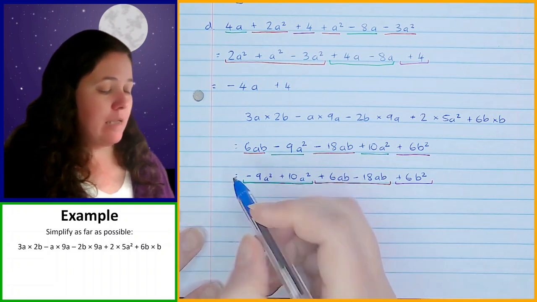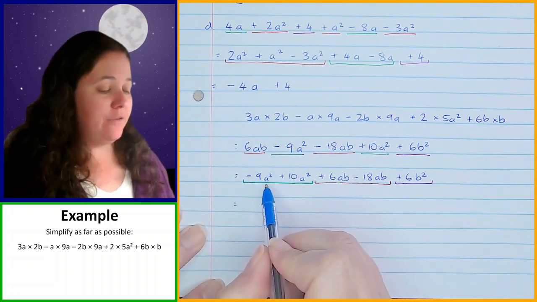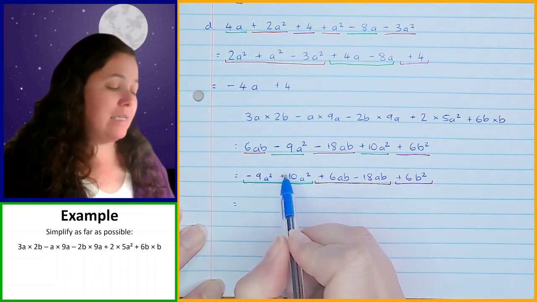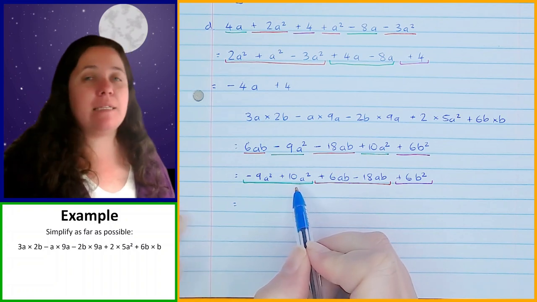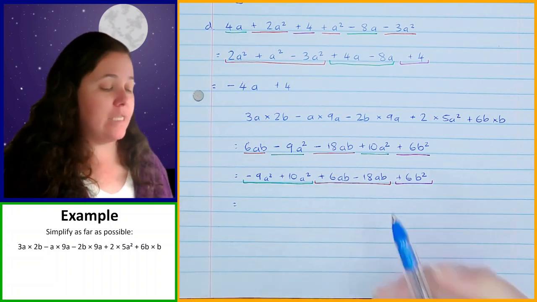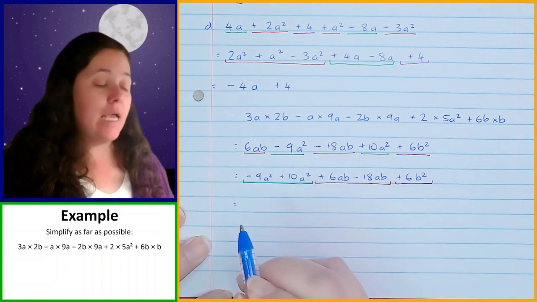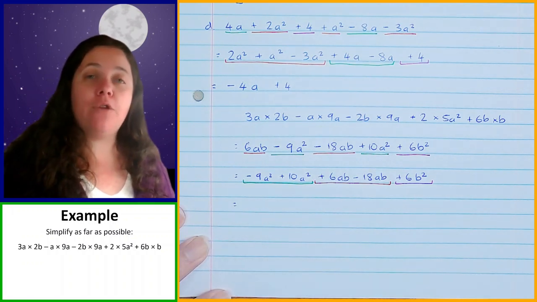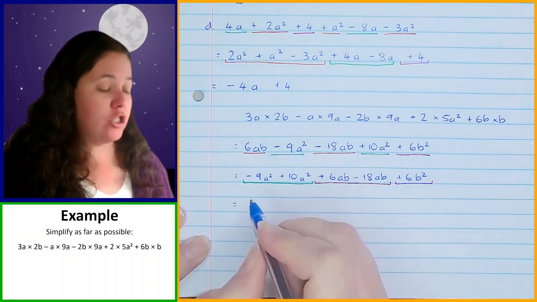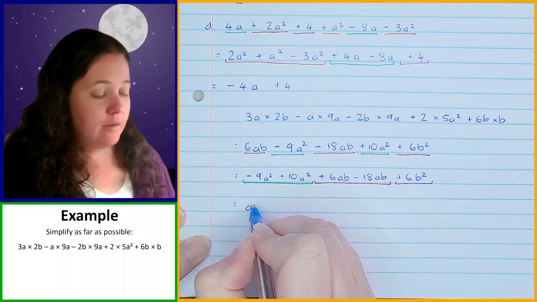Okay, so first, my a squareds. Negative 9a squared plus 10a squared is the same as 10 minus 9. Okay, so 10 minus 9 is 1, so it's 1a squared. Now remember, if I've got 1 in front of variables, I don't need to write that 1. So it's just going to be a squared.